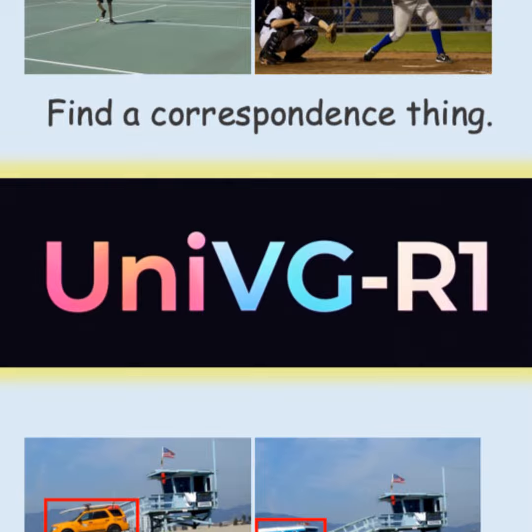What about more traditional tasks, like the RefCOCO datasets? Did they test that? They did. RefCOCO, RefCOCO+, and RefCOCOg. These are standards for just finding an object based on a text description in one image. And UniVG-R1 got the best average performance there, too, hitting 88.20%.